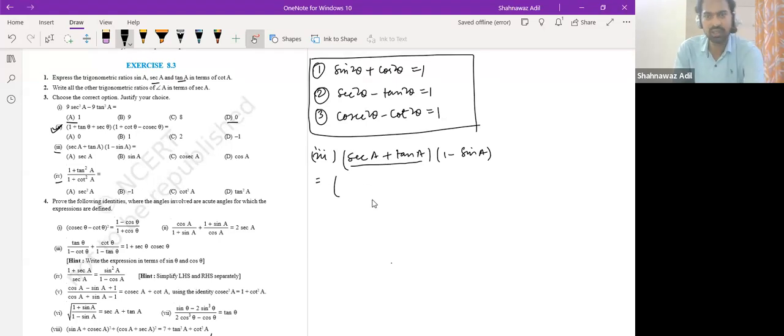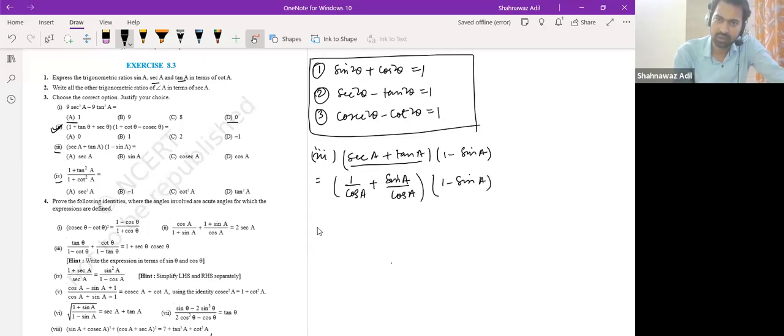What is 1 by sec? Sec is what? In terms of cos A, 1 by cos. So we have to write it in terms of sine and cos. What is tan A? Sine by cos. Yes, good. So this is what we have to write, then it will become easier to solve.